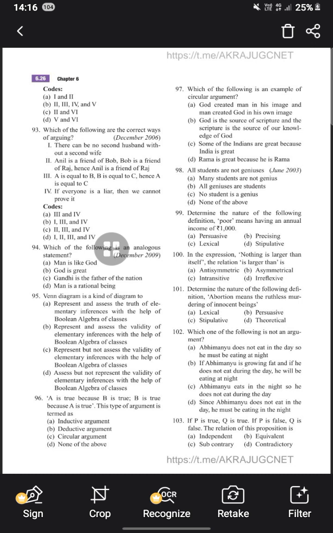All students are not genius. 98 is A, that was many students are not genius. Determine the nature of the following definition. Poor means having an annual income of 1000. 99 is B, that is precising.